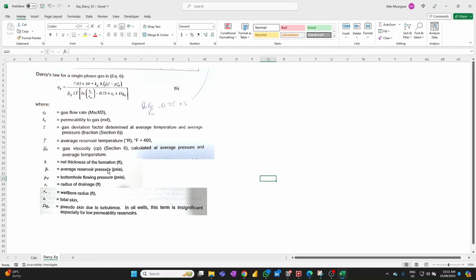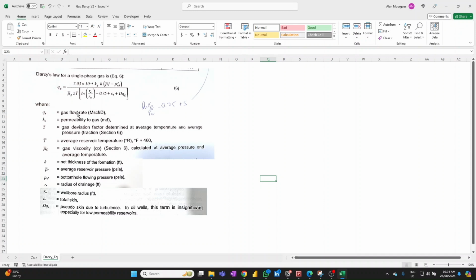The other thing you notice is this term here, dQg, pseudoskin due to turbulence. Now, this is to do with the additional pressure losses the gas experiences when passing through the pore throats. Those accelerations and decelerations add pressure losses, and it's not really a turbulent flow, strictly speaking, as understood in fluid dynamics, but it is an extra pressure loss that needs to be accounted for, and this is called either the turbulent skin or the non-Darcy skin.